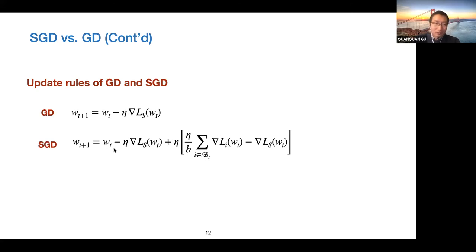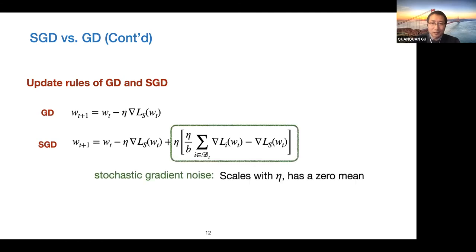The reason I did it this way is because we want to make this part identical to the gradient descent update rule. And this part, which is the difference between the stochastic gradient and the full gradient, we can consider as the noise caused by the stochastic gradient. This noise is scaled by the learning rate eta.